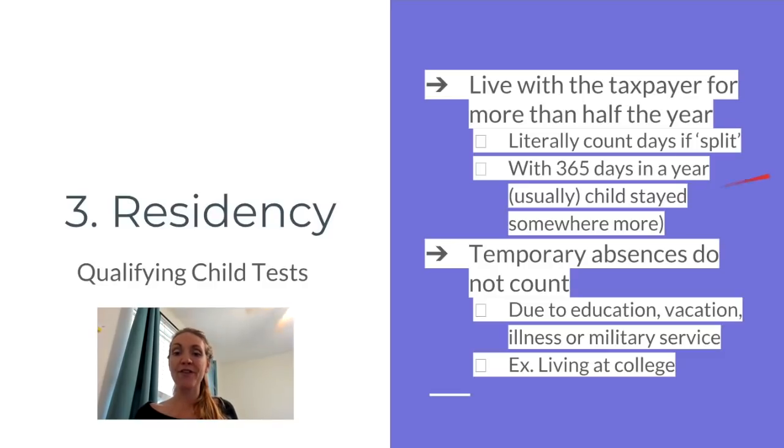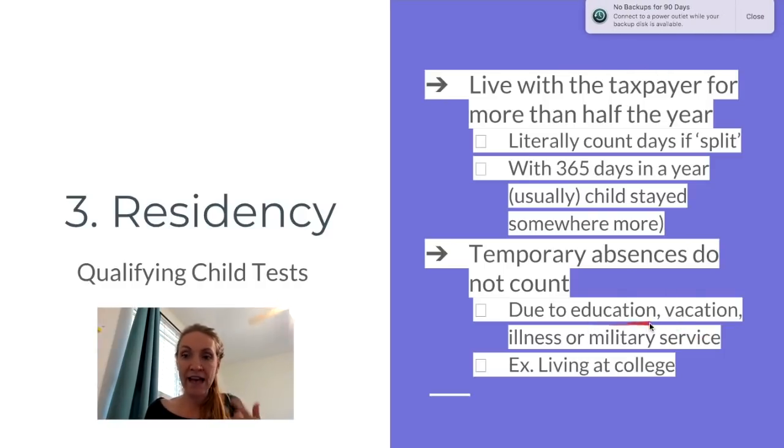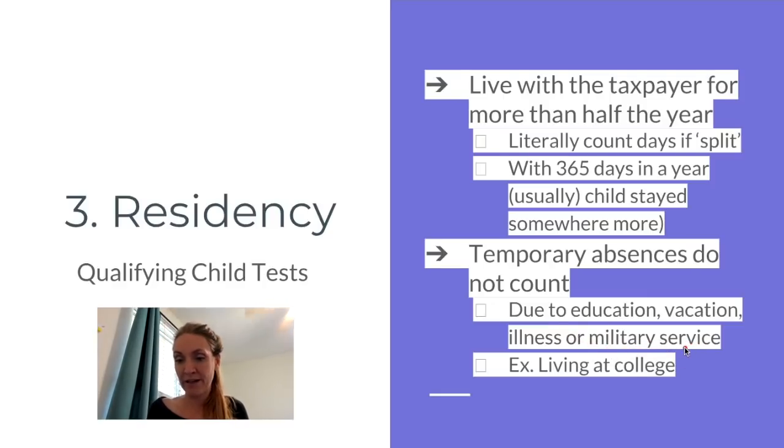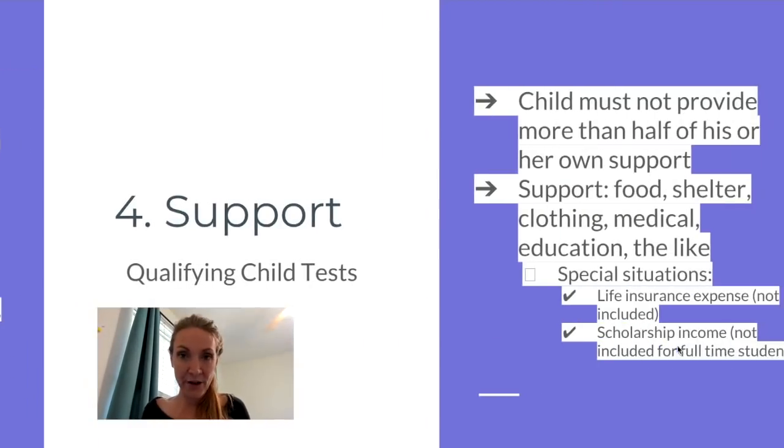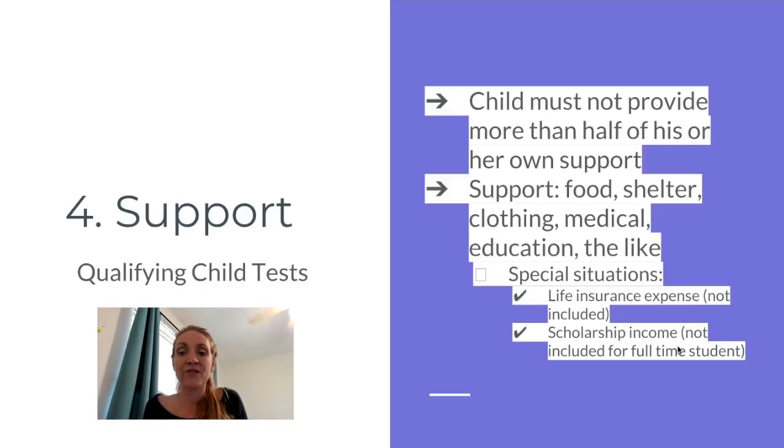Residency. So the qualifying child must have lived with the taxpayer for more than half the year, and you've got to literally count the days. That's the custodial parent. Temporary absences do not count if they are actually maintaining a home at that person's house. If they're not actually maintaining a home, then it doesn't count. And this can be due to education, vacation, illness, or military, which I didn't think military counted, but our book here says it does. So an example is living at college. As long as the student is actually still living at home, then they would still qualify.